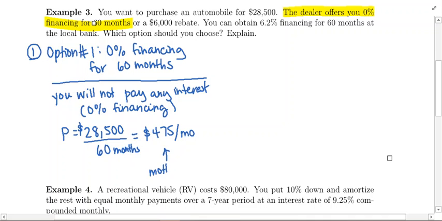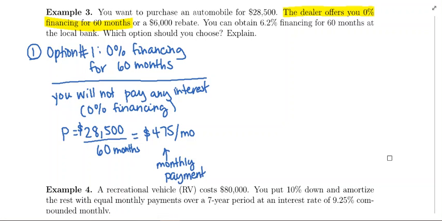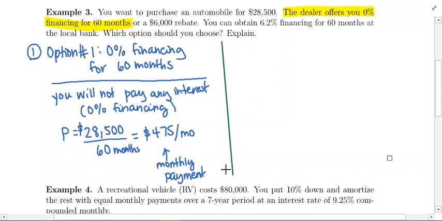All right, so now we will go on to option 2 and read the details, and it is also for a 5-year time frame. So we will calculate the monthly payment there and see how the two compare. Let me draw a little partition here so we can separate our work. All right, so let's go into option number 2.